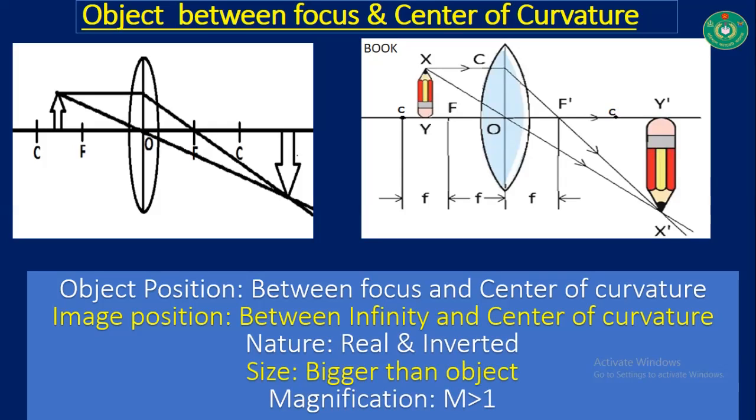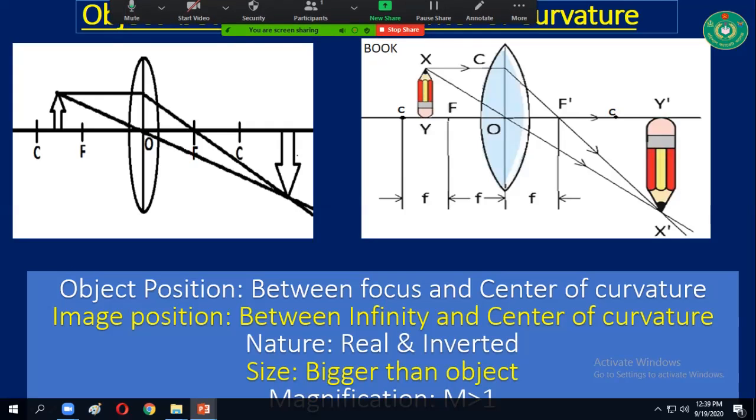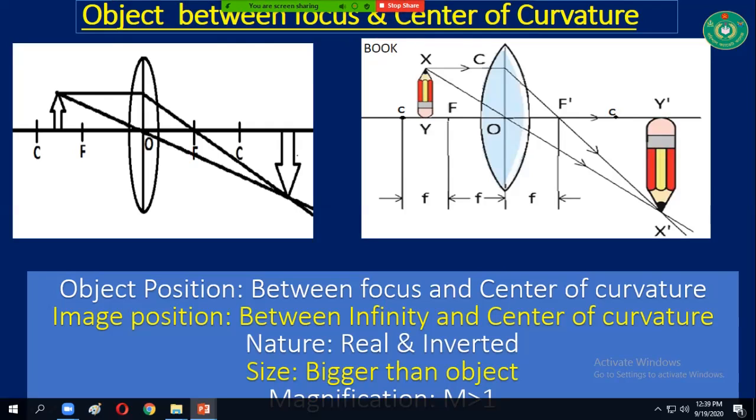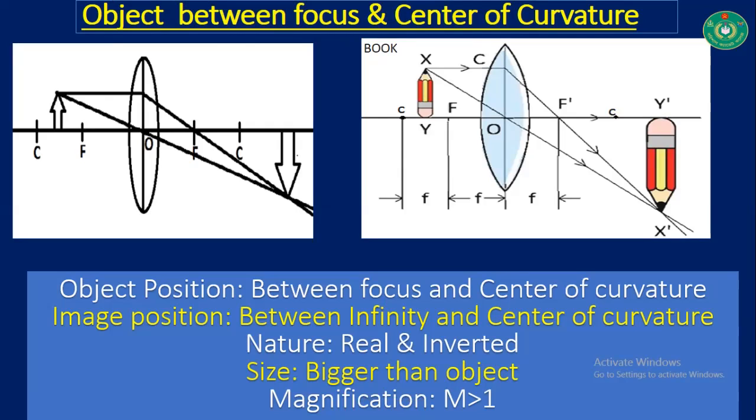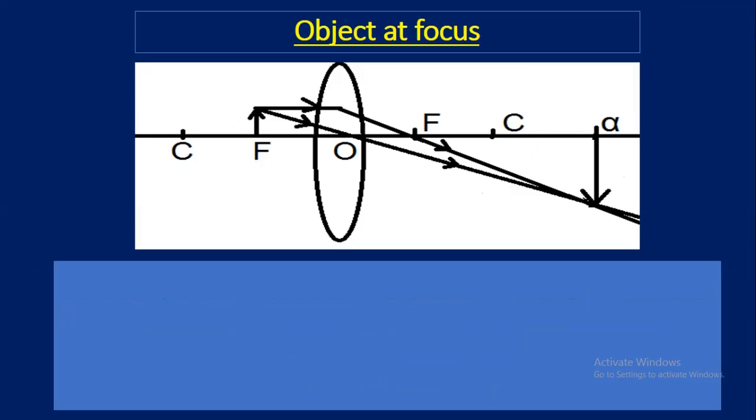I think all these pictures and diagrams are closely related to the chapter that we discussed in our previous classes, that is reflection of light, and here the chapter is refraction of light. The only difference is that in reflection of light we discussed all these diagrams for convex and concave mirrors, and here we discuss these diagrams only for lenses.